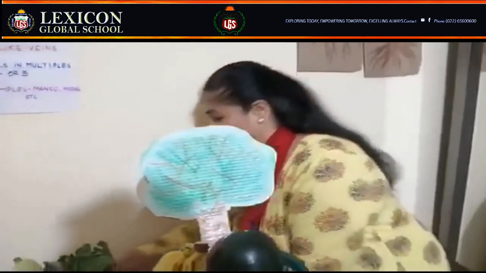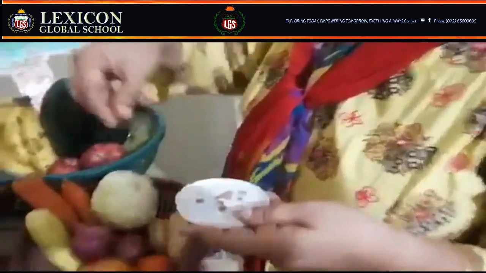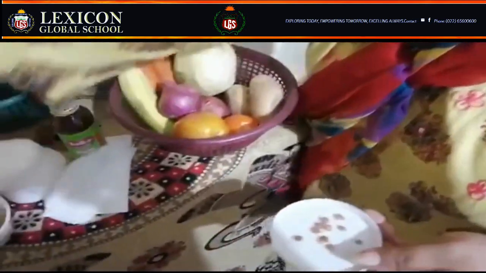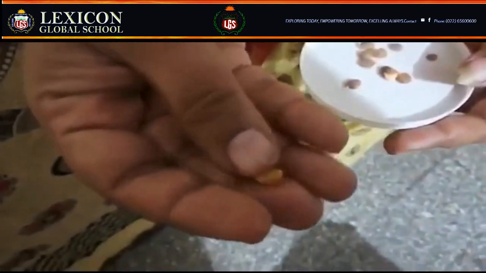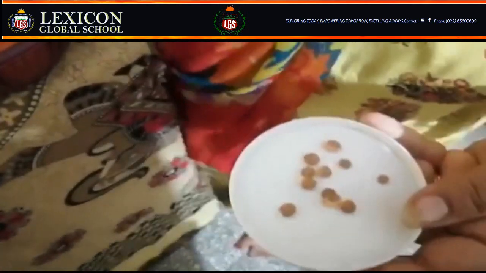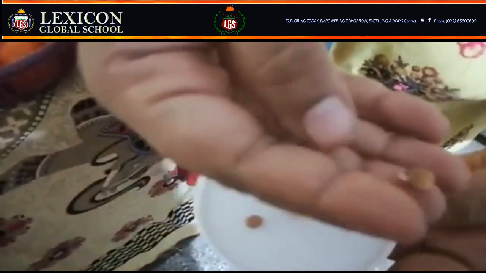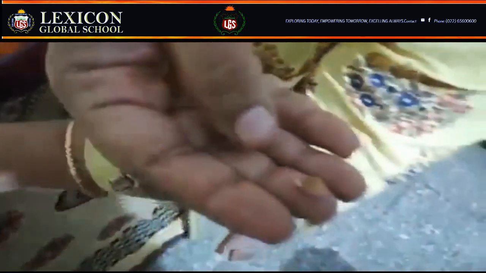Now, I would like to show you something. Here, I want to show you. See, this is a monocotyledon because it has only one cotyledon. Okay, and this, so small, it is masoor. You eat.